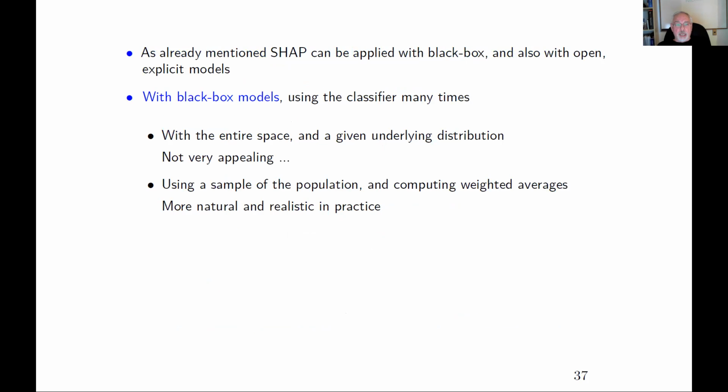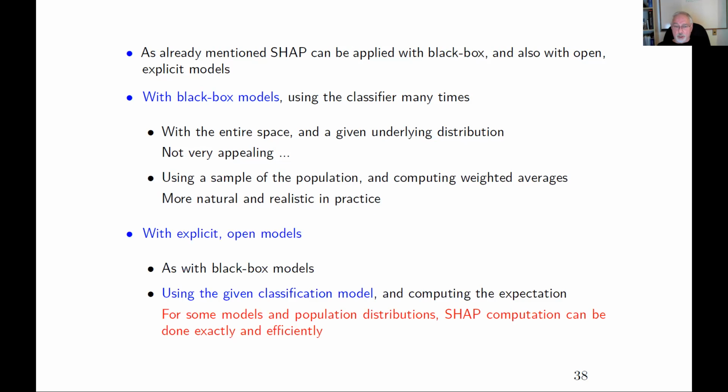And as I said before, we can apply SHAP, as you just saw, with black box or open explicit models. All we need is the input-output relationship. So if we have a black box model and we want to compute this expectation, in principle we can use the classifier many times, over the entire population and a given underlying distribution, but this is obviously not very appealing because we have possibly too many entities to try out. The alternative would be to use a sample of the population, and we can compute weighted averages, which is much more natural and realistic in practice, and that is what people do when they don't have the model.